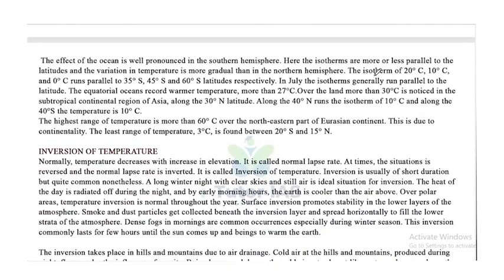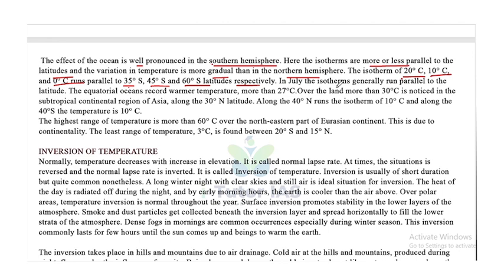Now, the effect of the ocean is well pronounced in the southern hemisphere. Here, the isotherms are more or less parallel to the latitudes and the variation in temperature is more gradual than in the northern hemisphere. The isotherms of 20 degrees Celsius, 10 degrees Celsius and 0 degrees Celsius run parallel to 35 degrees south, 45 degrees south and 60 degrees south latitudes respectively. So the 20 degrees Celsius isotherm runs through 35 degrees south, the 10 degrees Celsius through 45 degrees south, and the 0 degrees Celsius through 60 degrees south latitude.